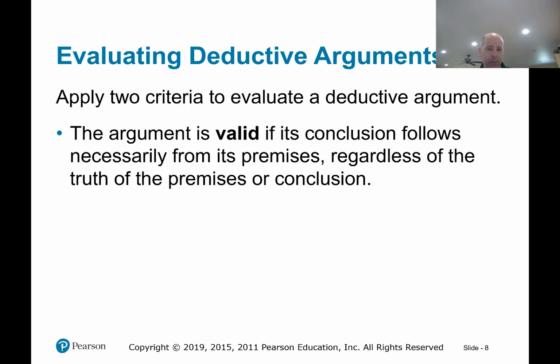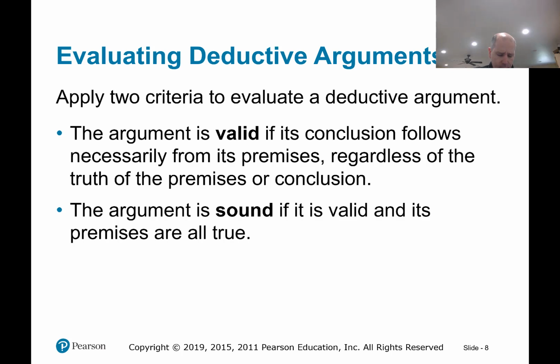That's how we decide validity. We always say, okay, if the premises are true, does the conclusion necessarily follow? If so, it's valid. If it's not necessarily true, then we would say it's invalid. And we've seen some of these before, and we'll talk more about that momentarily.